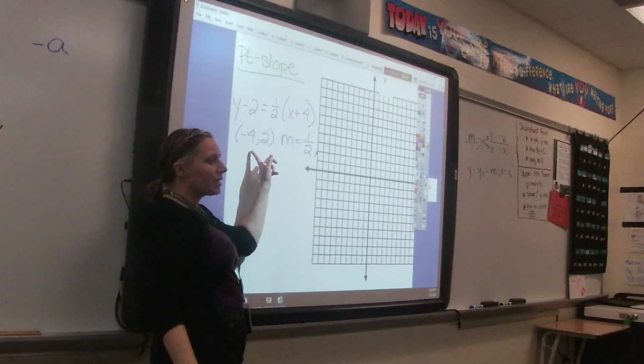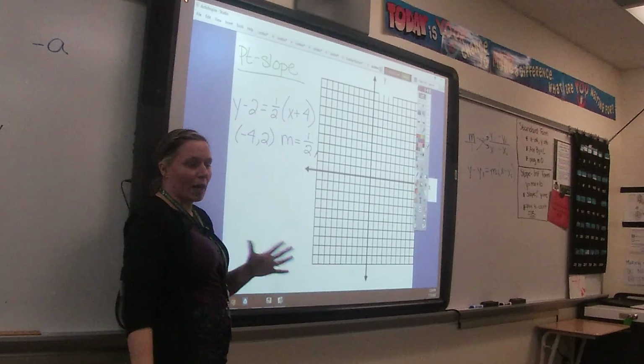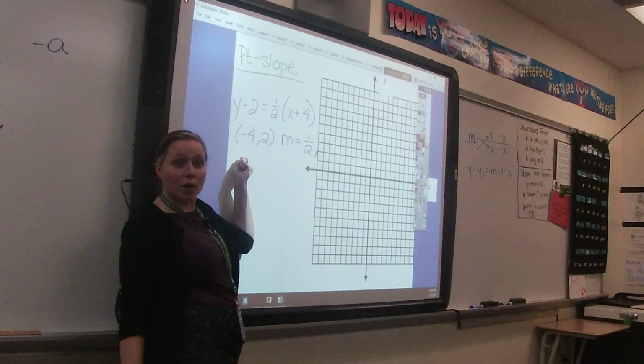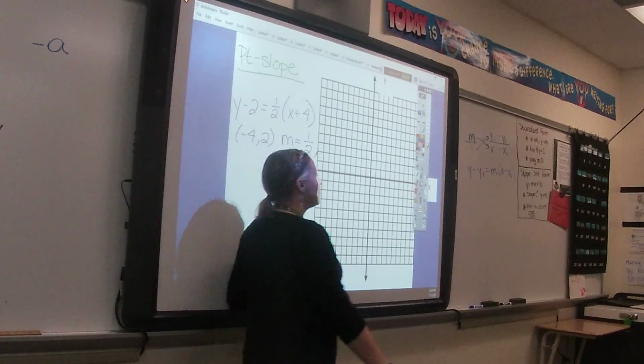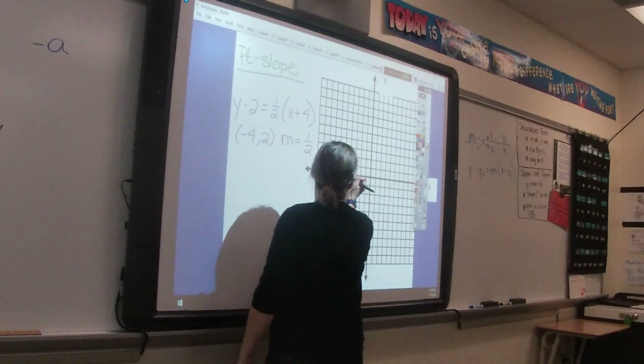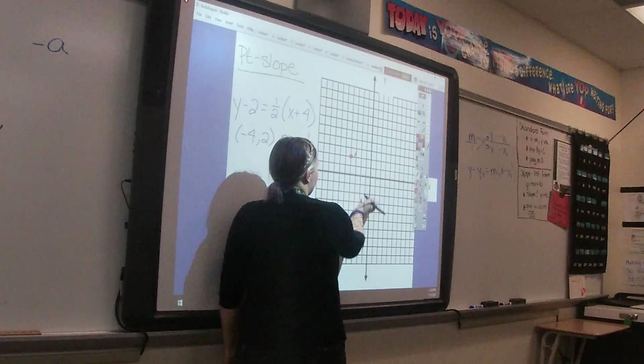Which one of these can we do something with right now? The point, right? We can plot the point, -4, 2. So let's plot this point. On my graph, I'm going to plot the point -4, 2.